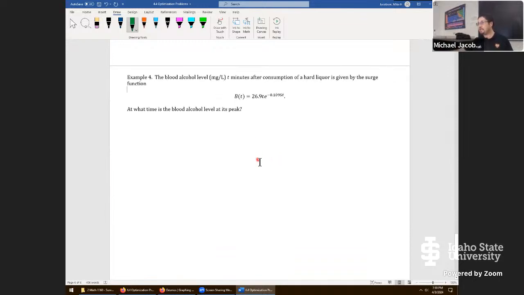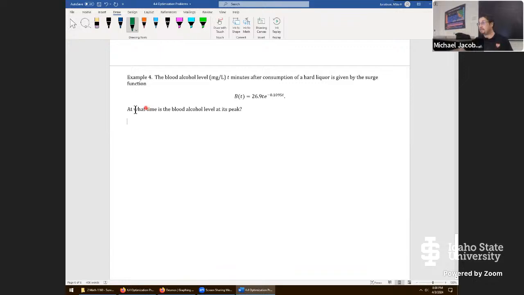Let's take a look. It starts off by saying the blood alcohol level in milligrams of alcohol, I would assume, per liter of your blood, T minutes after consumption of a hard liquor is given by the so-called surge function. In pharmacokinetics, a surge function is just how your blood responds to something new in the system, whether it's an injection or taking a shot of something. So here's the function that models B for blood alcohol level, T for time after taking whatever amount of hard liquor that was.